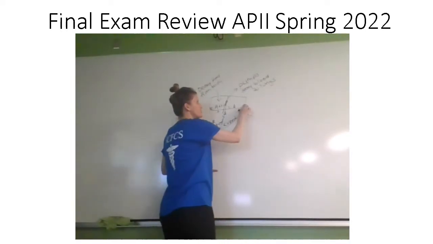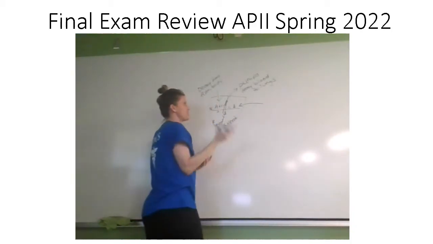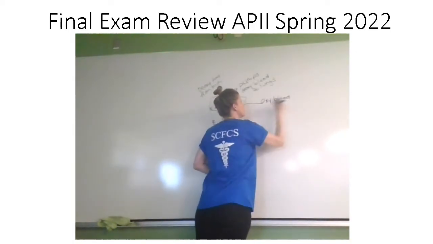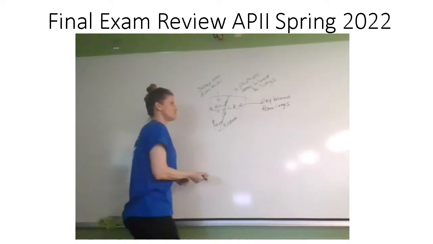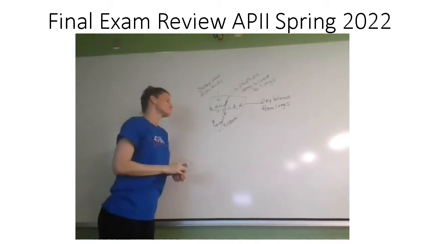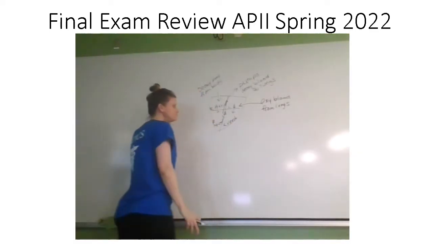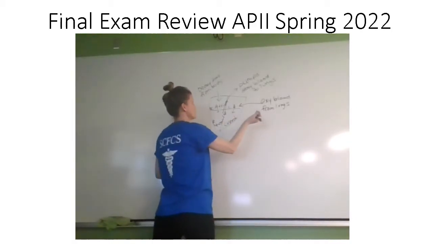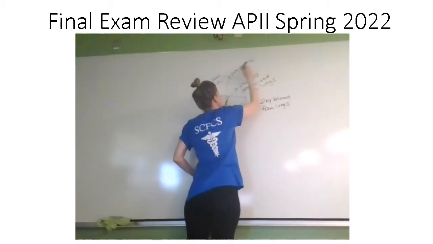Then the left atrium, the job of the left atrium is to receive oxygenated blood from the lungs. So oxygenated blood from the lungs goes into the left atrium. Then remember, it goes down to the left ventricle. And the job of the left ventricle is to pump oxygenated blood to the body.